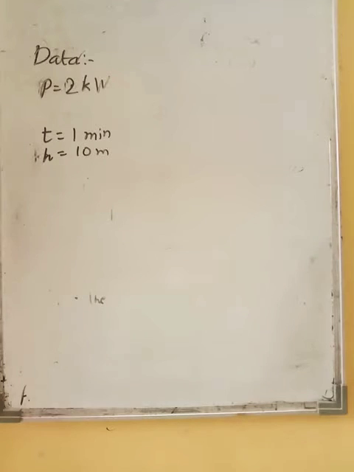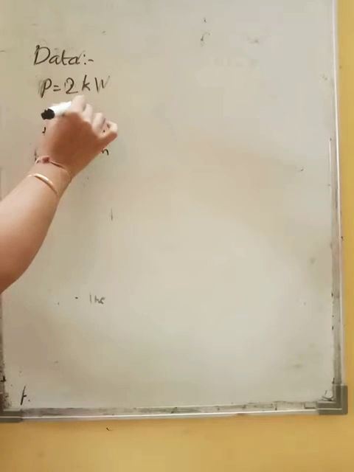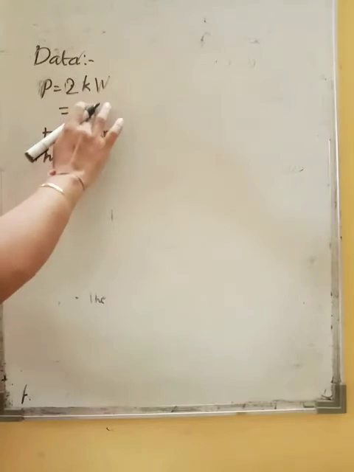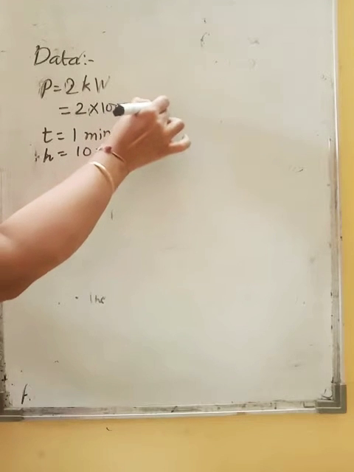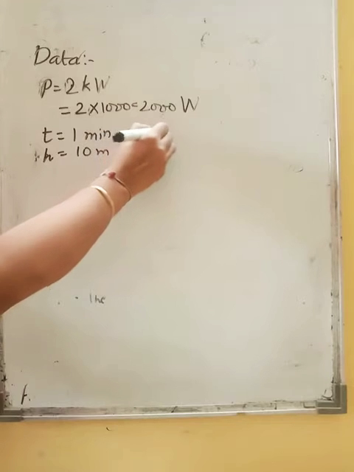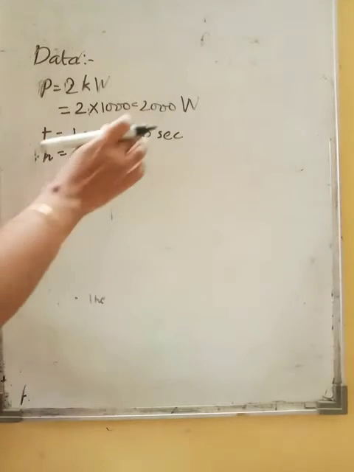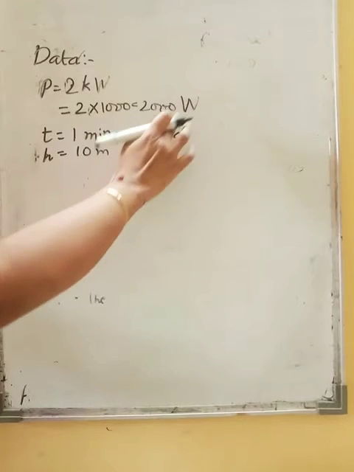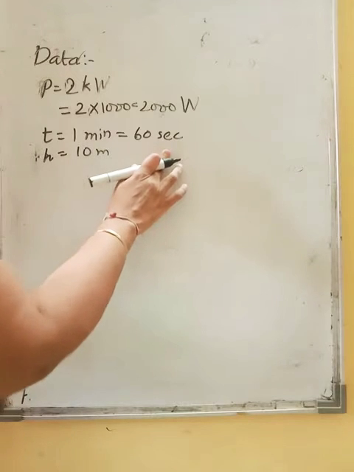Now children, here the power is in kilowatts, so I need to convert it into watts. That is 2 into 1000, so that is 2000 watts. And 1 minute is 60 seconds. Right? I have to take it in watts. The MKS unit is watts, and the MKS unit for time is seconds. So I have to do this.